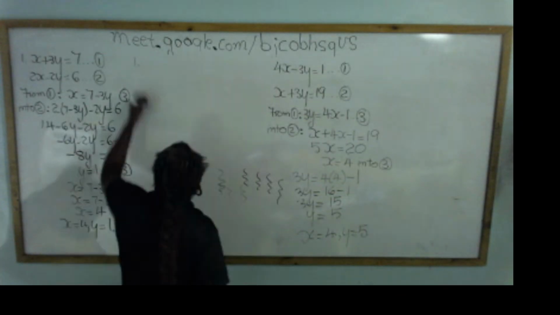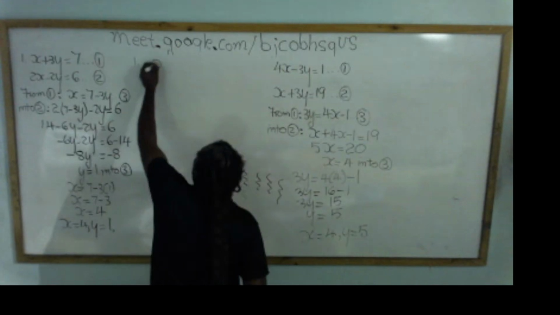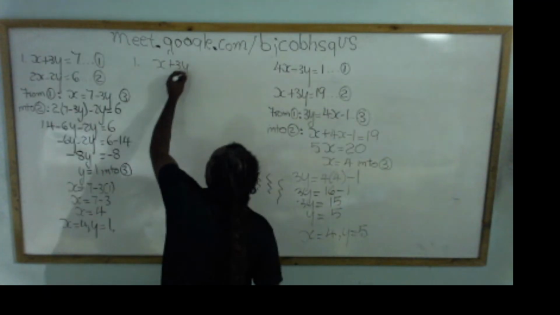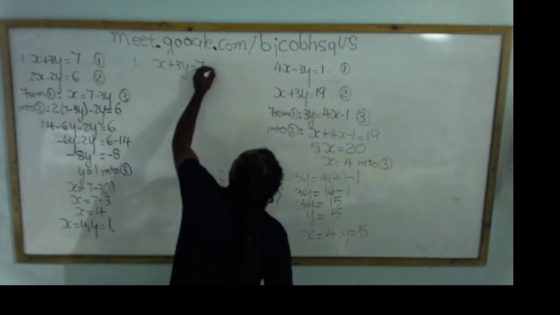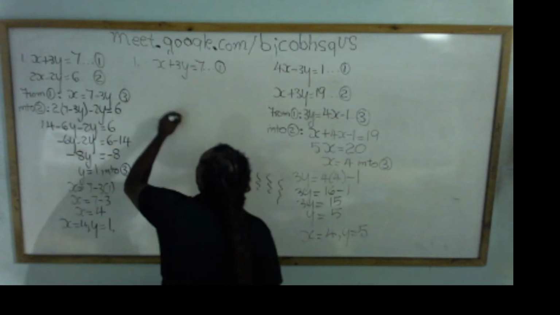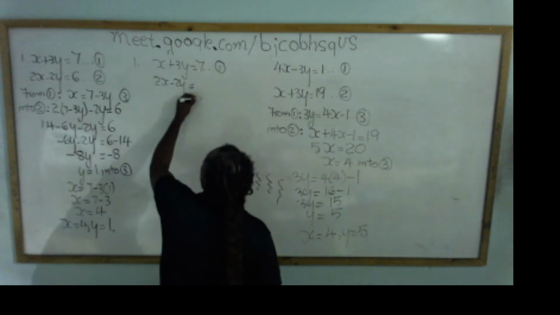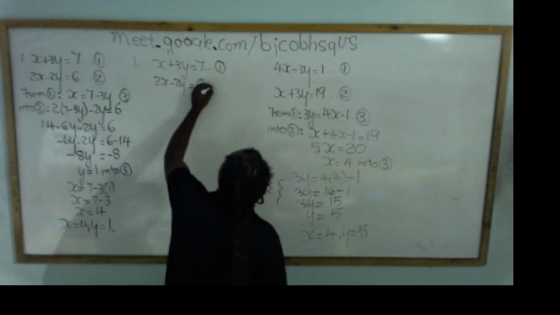Maybe I'm going to take a second take on this one. x plus 3y is equal to 7, and that is equation 1. And 2x minus 2y is equal to 6, and that is equation 2.